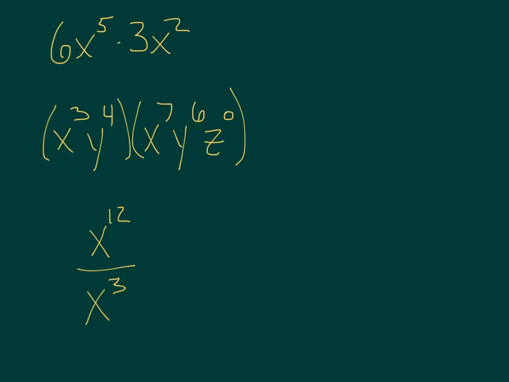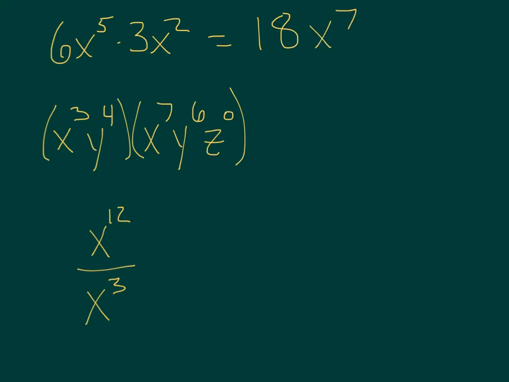So this first one here, you're kind of doing two individual problems because you do have to multiply the 6 into 3 like you normally would. So that would give you 18. And now we're multiplying the x's together. Multiplying like bases, that means add the exponents together. And so you get x to the 7th.